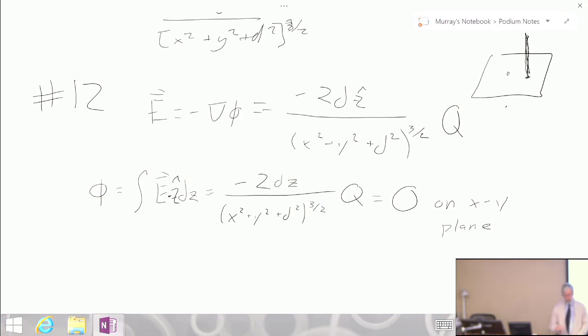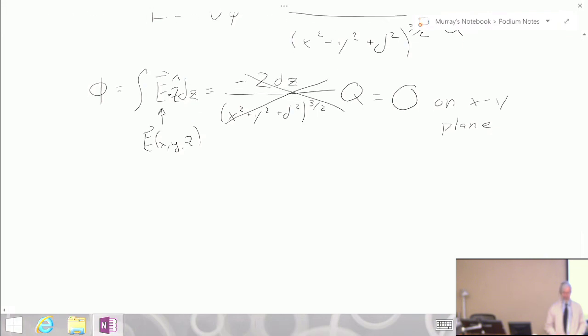Now the other way you could do this, though, that would work in principle, but you have to know E of x, y, and z. And you don't know the z dependence. So that doesn't quite work. You got the right answer, but for the wrong reason.